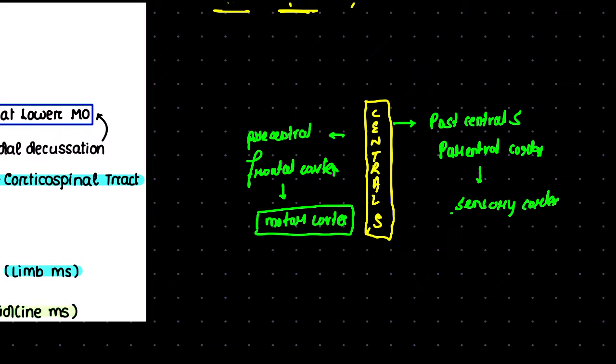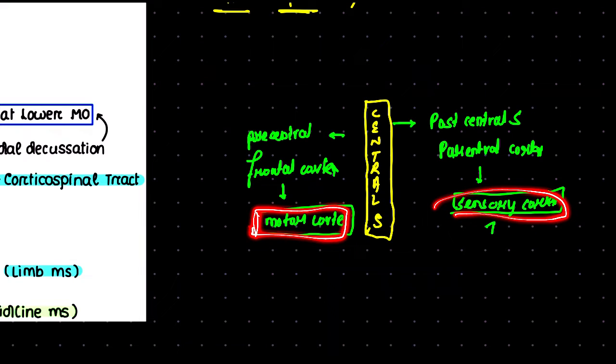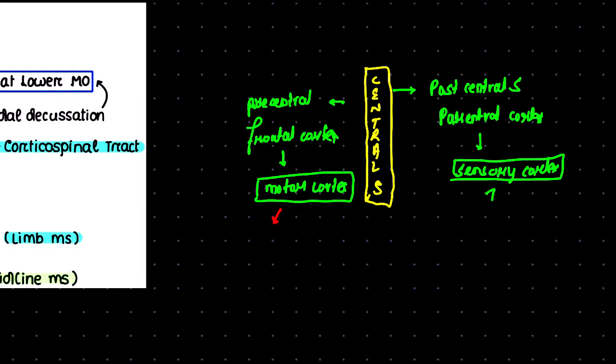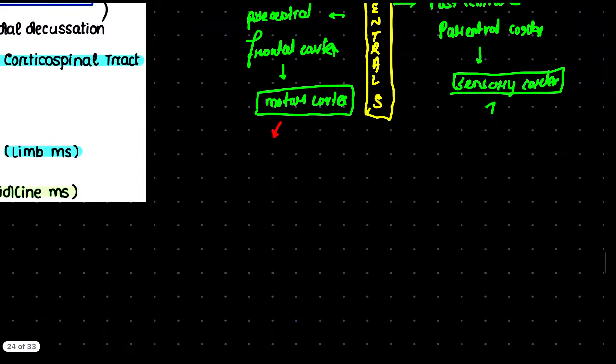That means the sensory functions were regulated from this area. Similarly, the motor functions are regulated from the precentral or frontal cortex. So the motor cortex is at the frontal area. This motor cortex corresponds to Brodmann areas 4 and 6.